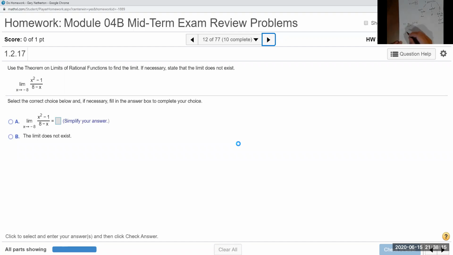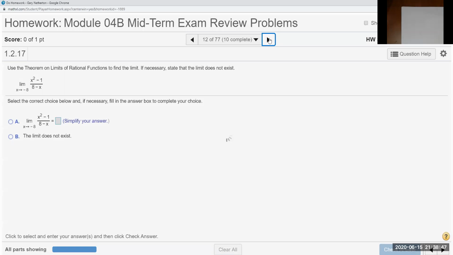So number 12 is the limit as x approaches -8 of x squared minus 1 over 8 minus x. So I'm writing these down, and in a minute, I'm going to switch to what I've written down and work all these out and see what the answers are.